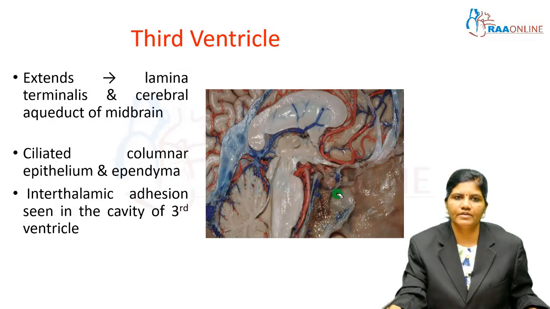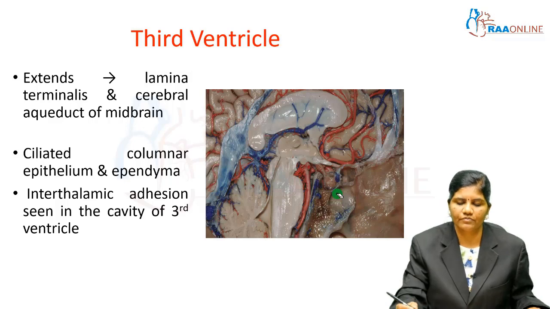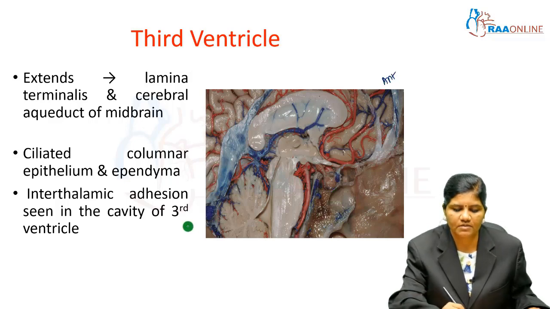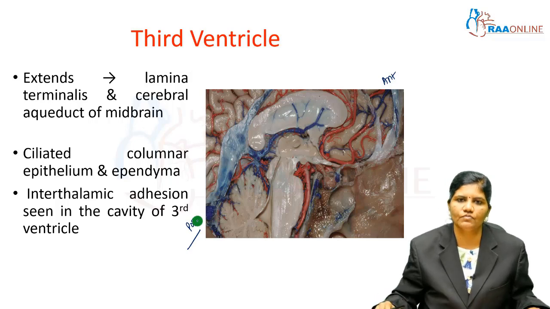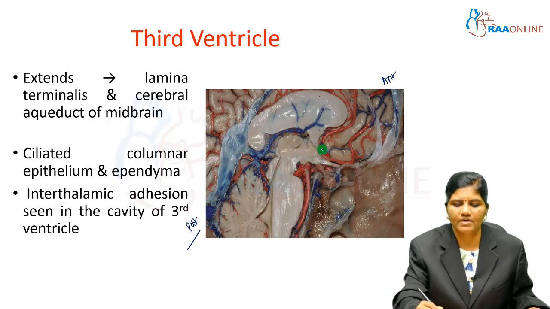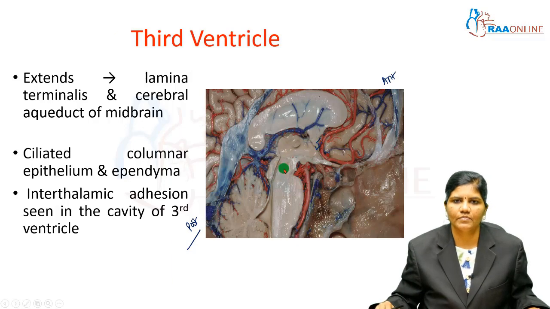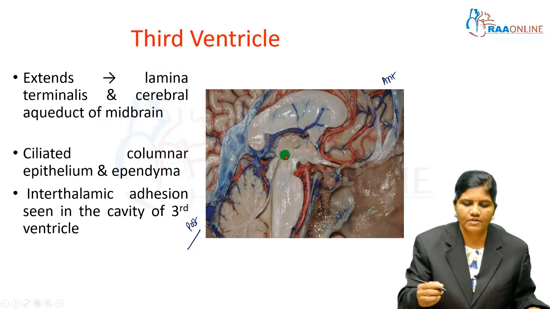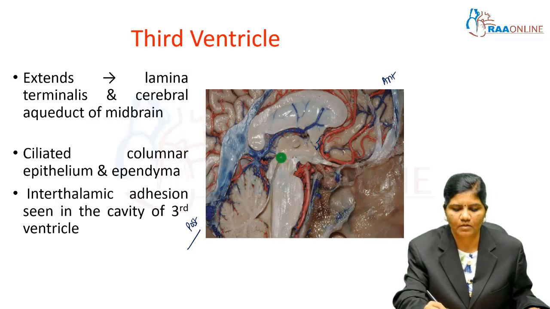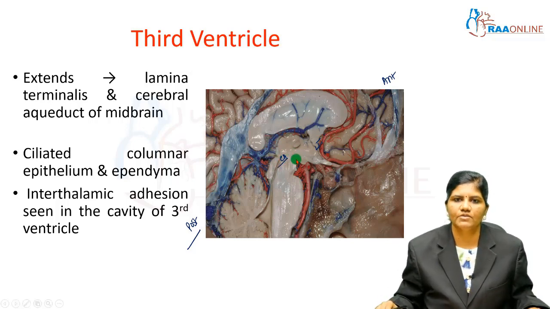Let's see the extent of the third ventricle. The third ventricle extends from the lamina terminalis to the cerebral aqueduct of the midbrain. So this is the anterior aspect and this is the posterior aspect. This is the enlarged view of the third ventricle. This is the lamina terminalis anteriorly and this is the cerebral aqueduct. The cavity of the midbrain is known as the cerebral aqueduct, and this is the cranial-most part of the cerebral aqueduct. It is lined by ciliated columnar epithelium, and the lining cells are the ependymal cells of the ventricles.